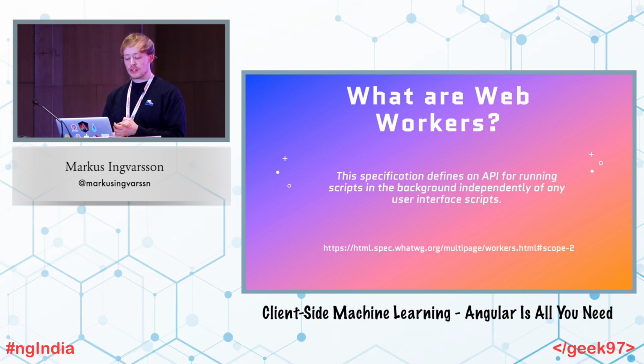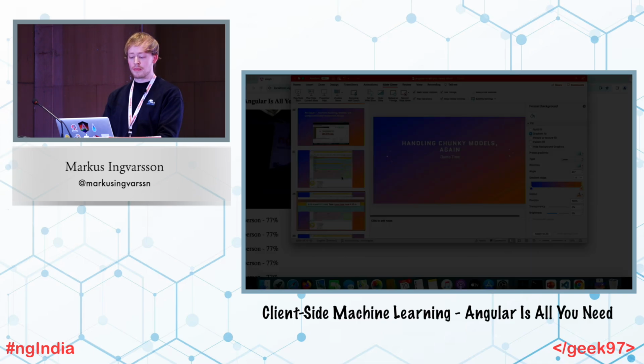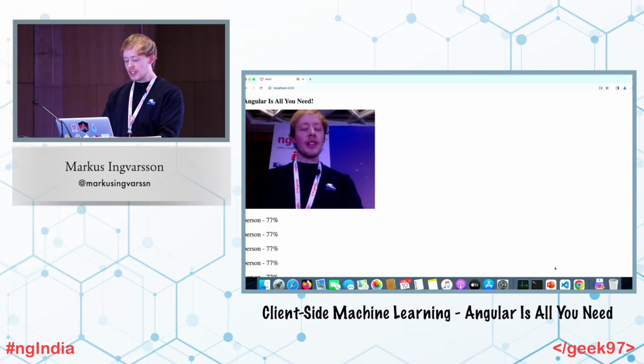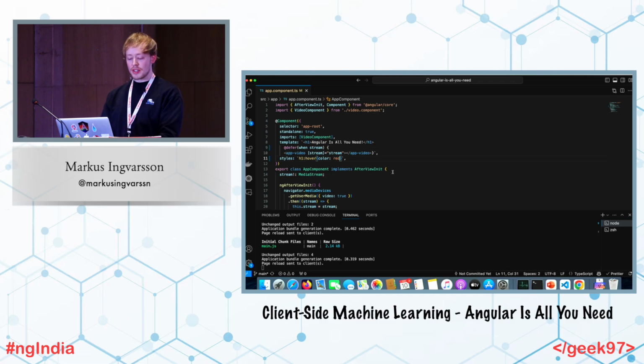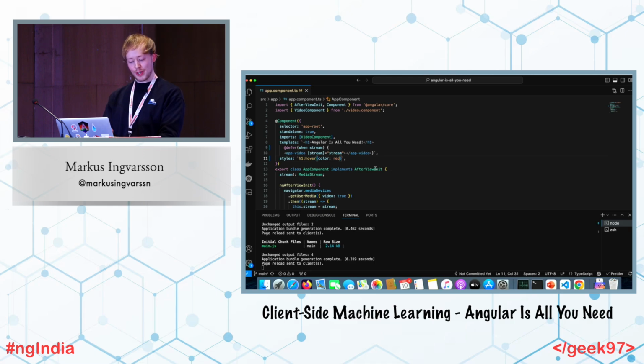Quickly, what are web workers? It's been around for a while, but the definition here: this specification defines an API for running scripts in the background independently of any user interface scripts. So basically, as previously mentioned, we saw that the main thread was blocked because it did a lot of machine learning stuff, and that's because we only have one thread available in JavaScript. So what we want to do here is delegate all the heavy work to a web worker, and by doing so, we can let the UI instead focus on rendering our application and this critical hover effect that we wanted to see.